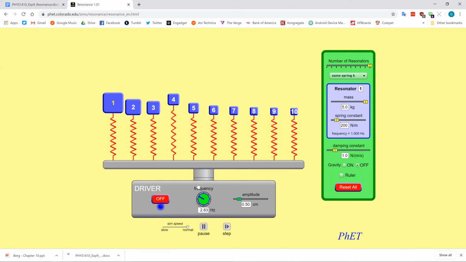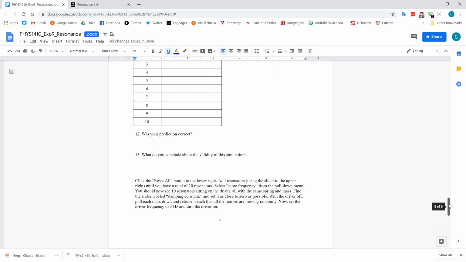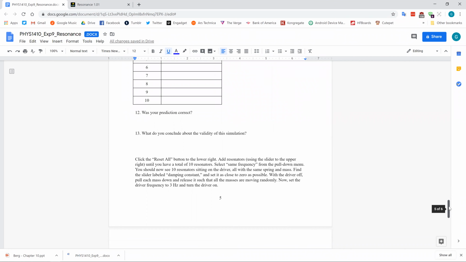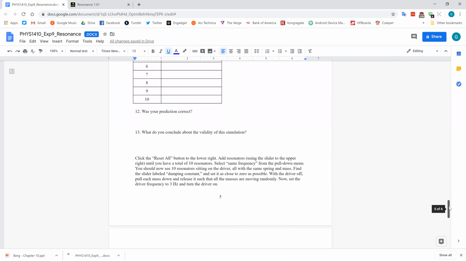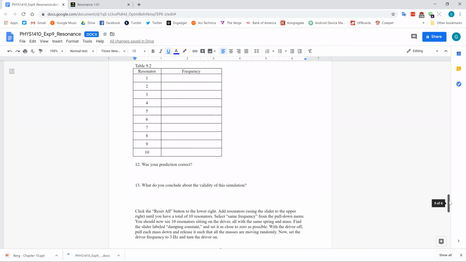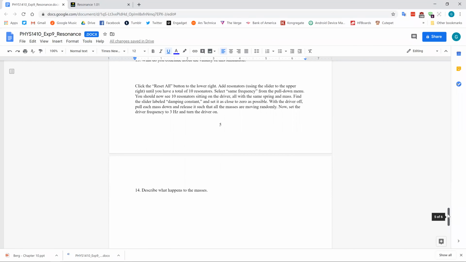Then you're going to look at your results and say whether your prediction was correct or not again. And same question about the validity of the simulation. Again, I would reference the mass on a spring oscillator to see whether the simulation makes sense.